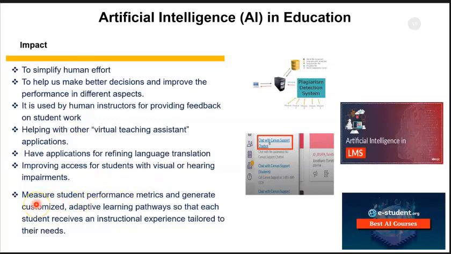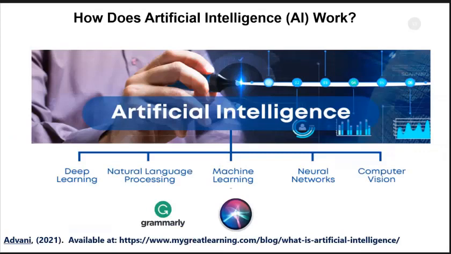And there are also applications used to measure students' performance and to generate customized adaptive learning pathways for each student, based on their level of learning performance, their needs, and their preferences. There are subdomains of artificial intelligence. In order to understand how artificial intelligence works, we need to understand these subdomains. These subdomains are deep learning, natural language processing, machine learning, neural networks, and computer vision.